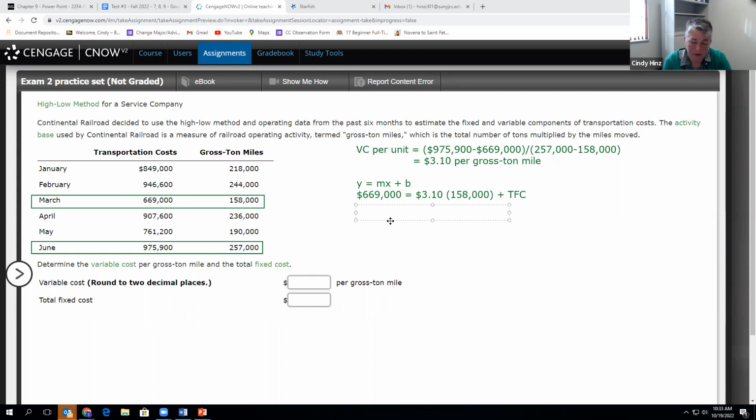$3.10 per mile. If we had 158,000 gross ton miles, then the total variable cost would be 489,800. If we subtract that from the total 669,000, which was the total cost in the month of March, and 489,800 of that was the variable cost, then the total fixed cost would need to be $179,200.